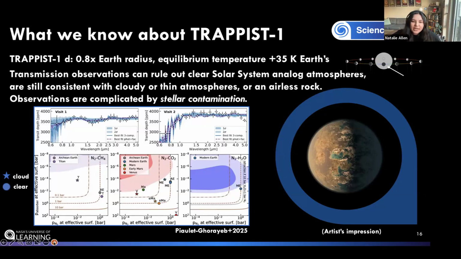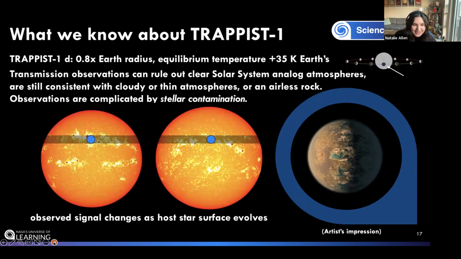However, the observations are complicated by this idea called stellar contamination, which for those of us who work on exoplanets is a big problem. You can see this a little bit in the observations labeled visit 1 and visit 2 on the top there. The details aren't super important, but that's two different observations of this planet. You can see that they're actually a little bit different, and the change between those observations is due to the star. Next slide.